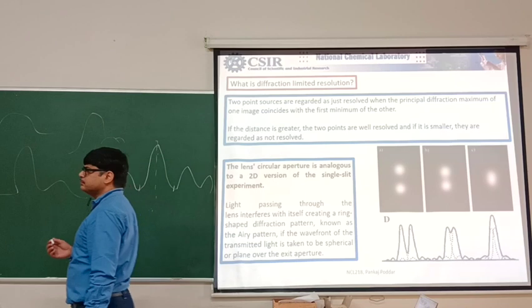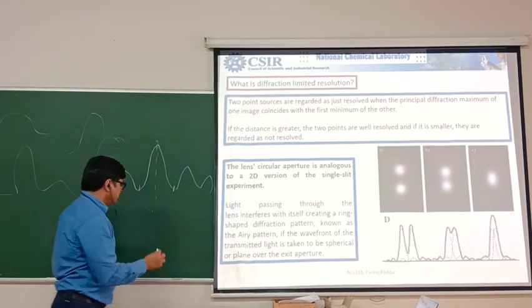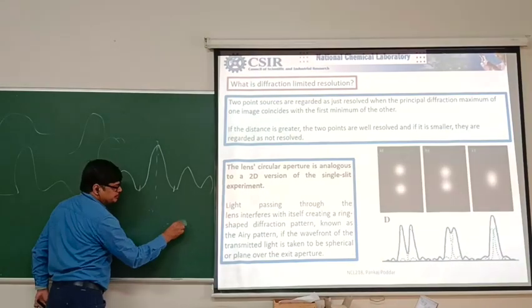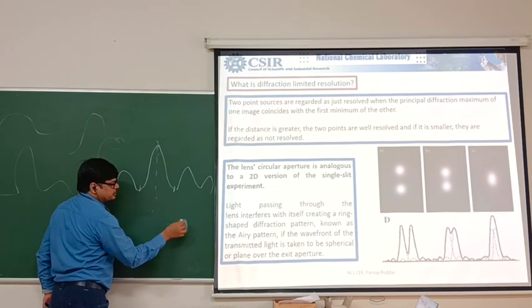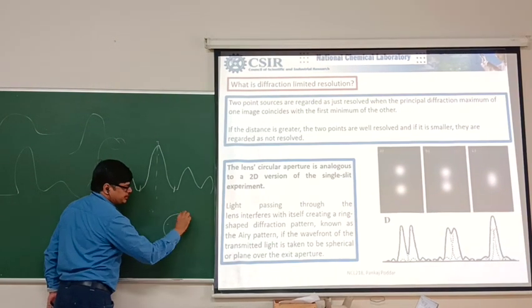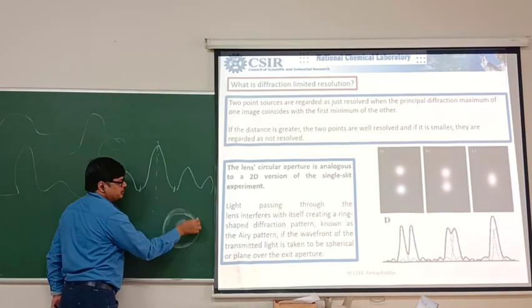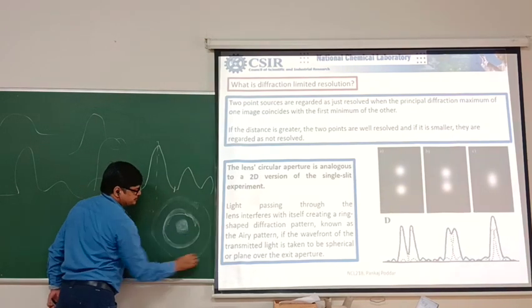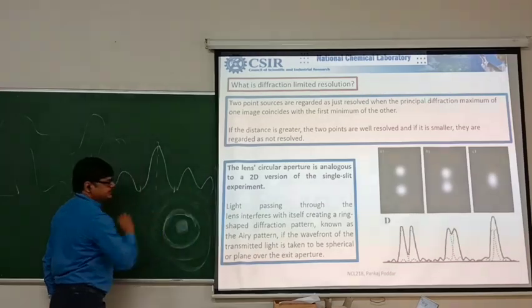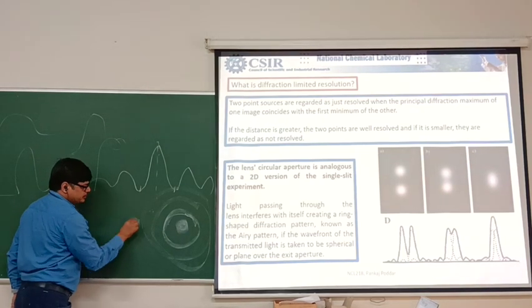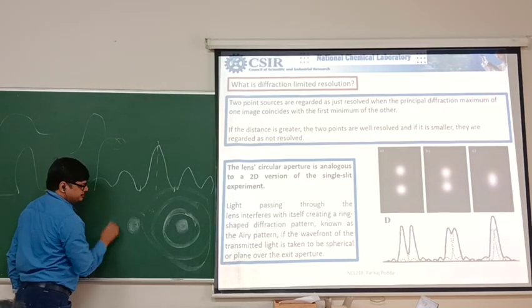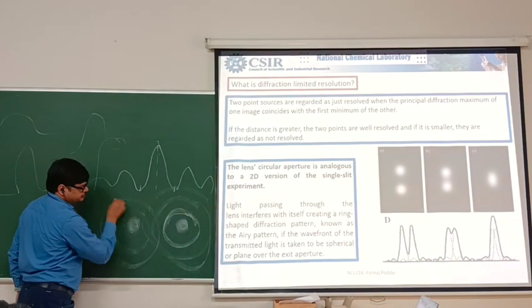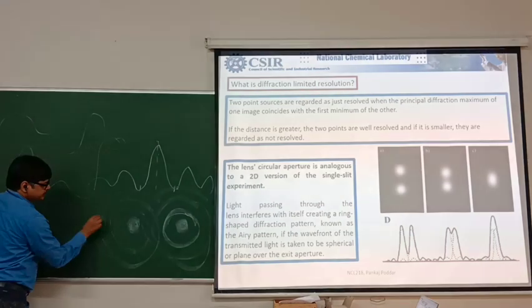In image form, if you see on the screen, you will see something like a central dot, and then you will see a dark ring, and then you will see a bright ring, and then you will see something like this. These are for this pattern, right? And you will see the same thing for another dot, right?